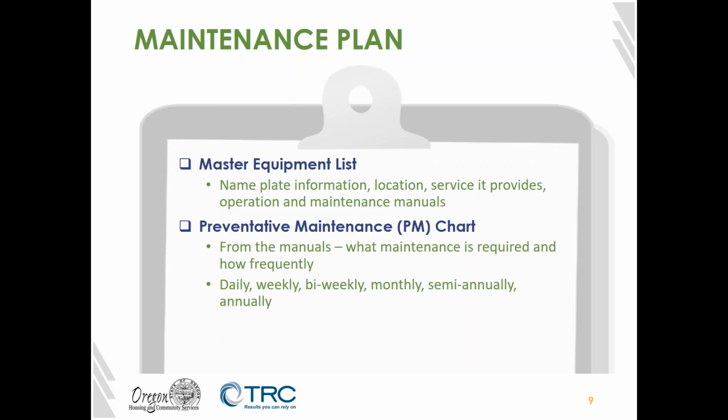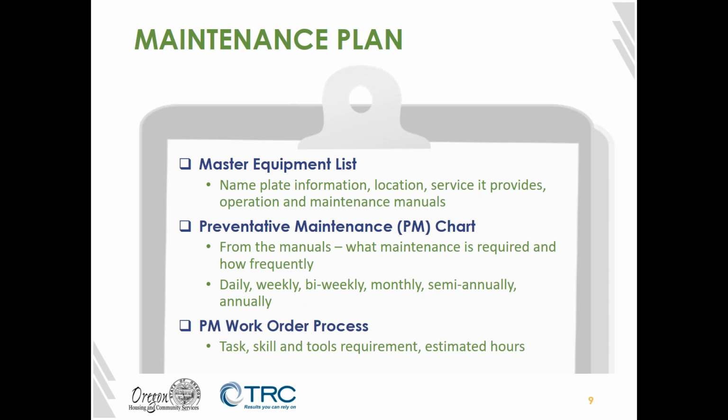We'll also need to have a preventative maintenance chart, or PM chart. This sometimes comes from the manuals for the equipment. If anyone's ever read the entire car manual that comes with your car, it usually has a maintenance chart that says at this many miles you need to do this, and at this many miles you need to do that. And the same thing goes for major pieces of equipment. And so this will help us determine how frequently what maintenance needs to be performed. Maybe it's daily, weekly, biweekly, monthly, semi-annually, or annually.